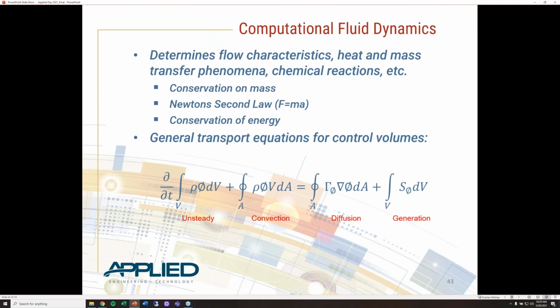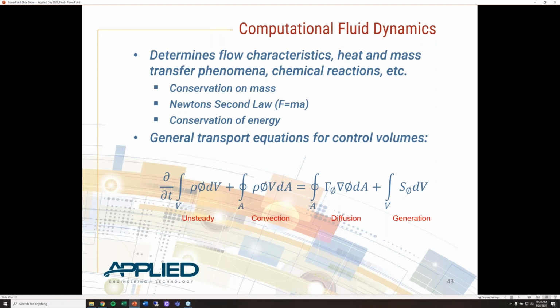Now we'll briefly talk about computational fluid dynamics. This is a huge topic. We're just going to scratch the surface here. This is another thing that we do here at Applied Engineering. And computational fluid dynamics, we're using this to determine the flow characteristics, heat and mass transfer phenomena, chemical reactions, etc.